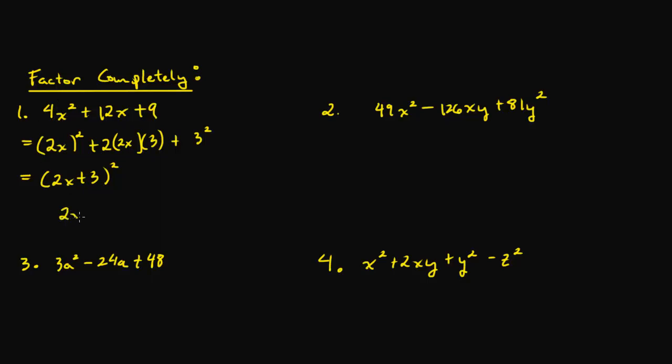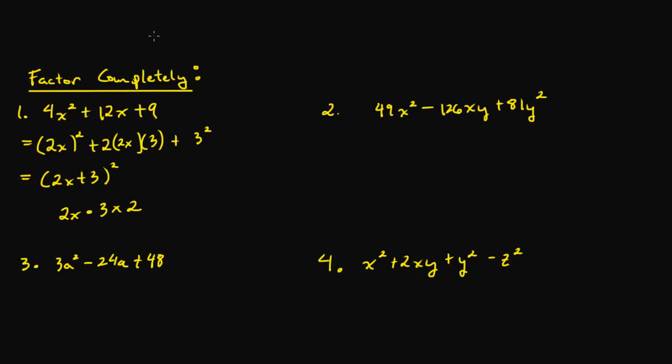A fast way to check this is to take the square root of 4x squared, which is 2x, take the square root of 9, which is 3, and multiply by 2, and see if that matches the middle term. If it does match the middle term, then it's a perfect square trinomial, and it can be written in the form of a plus b squared, provided that the sign on b is positive. If it were negative, this would have been 2x minus 3 squared.